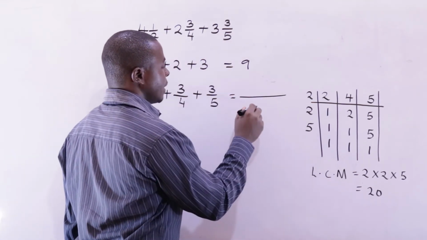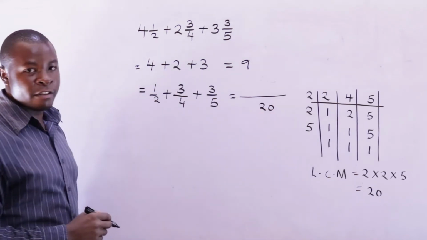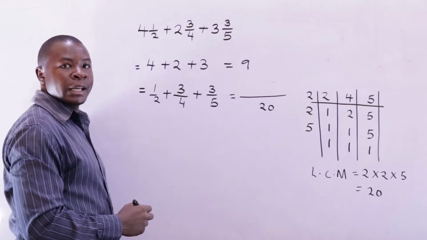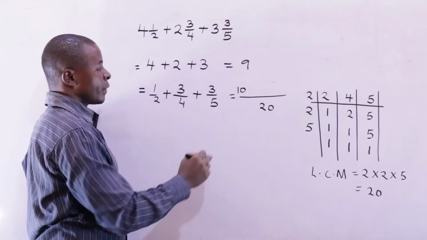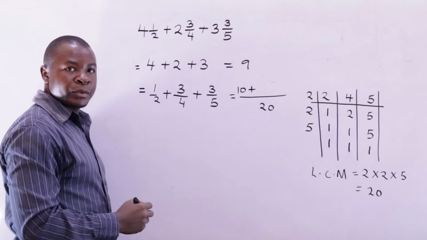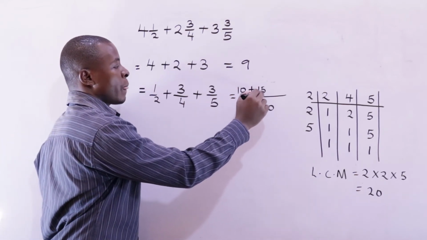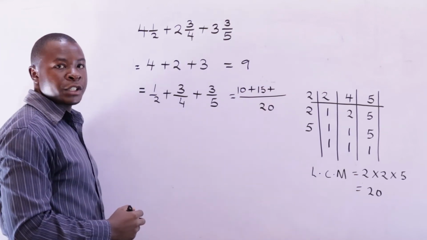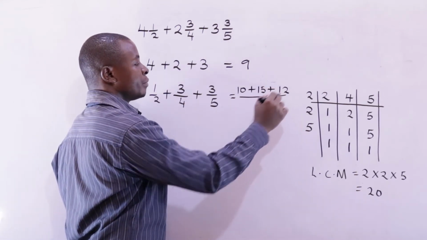Now we'll come back to our working here, then we rename each fraction in relation to the LCM. Our denominator will be 20. Then we rename the first fraction. 2 divides 20 10 times. 10 times 1 will have 10. Plus 4 divides 20 5 times. 5 times 3 gives us 15. Plus 5 divides 20 4 times. 4 times 3 is 12.